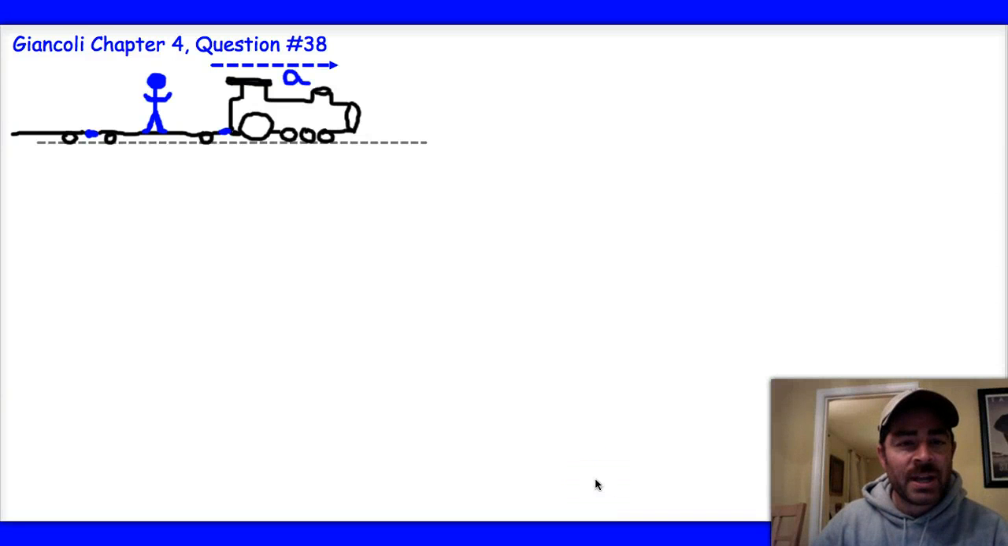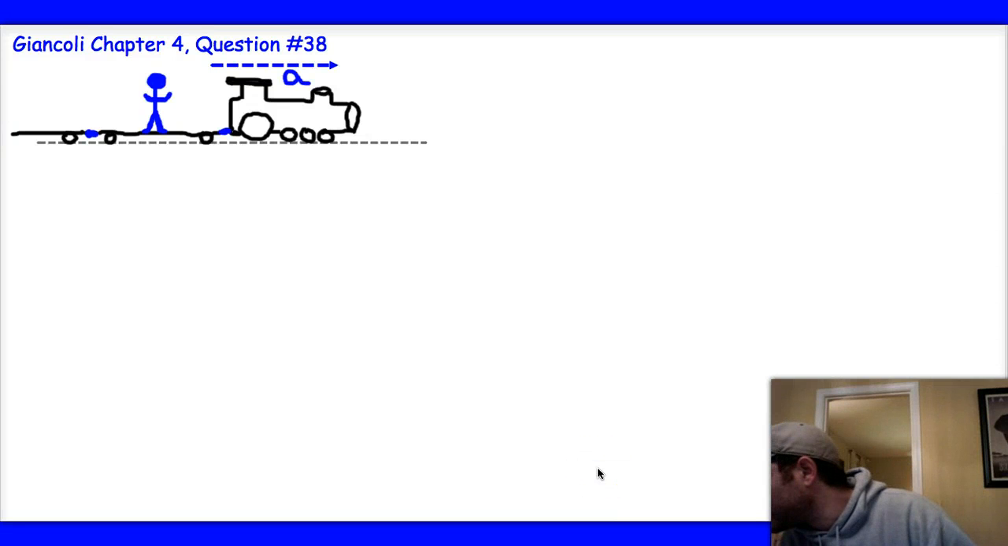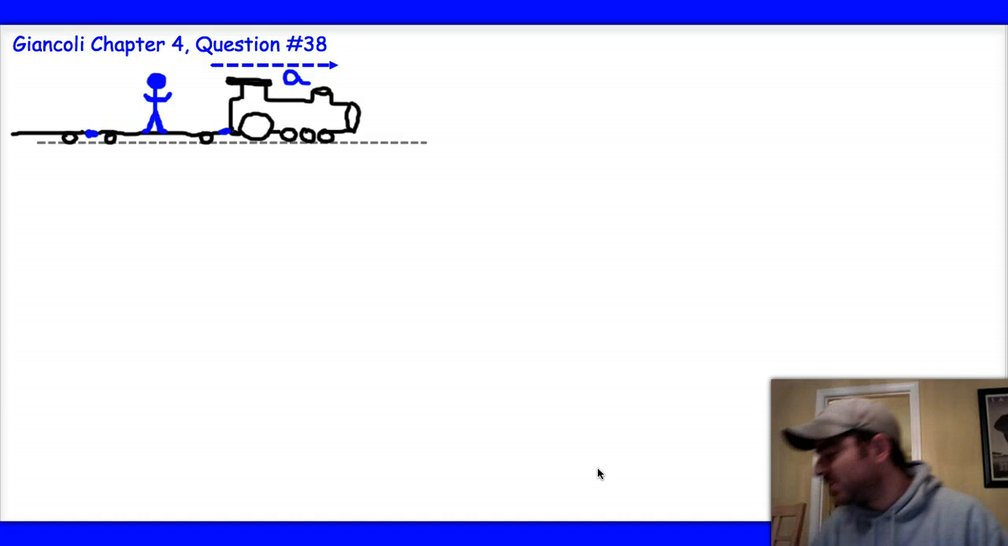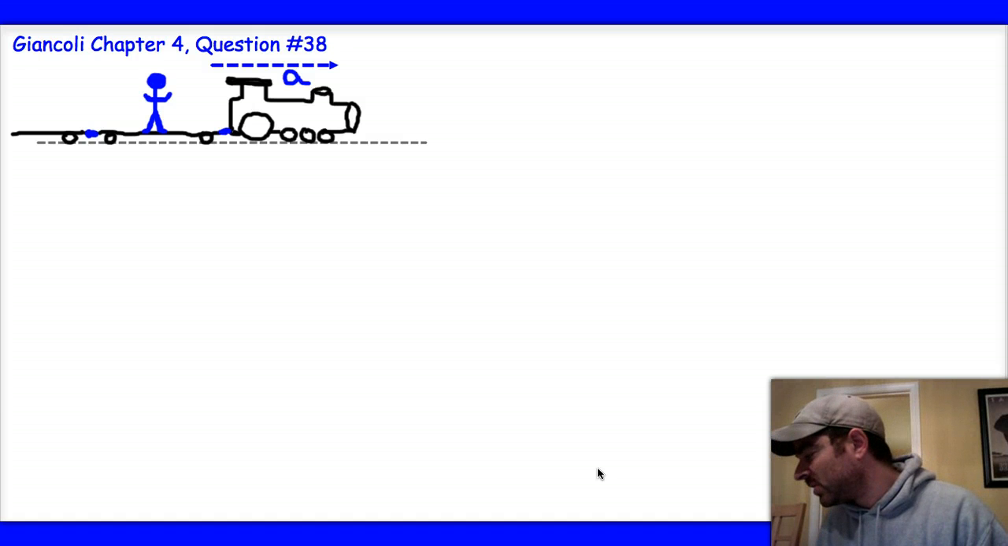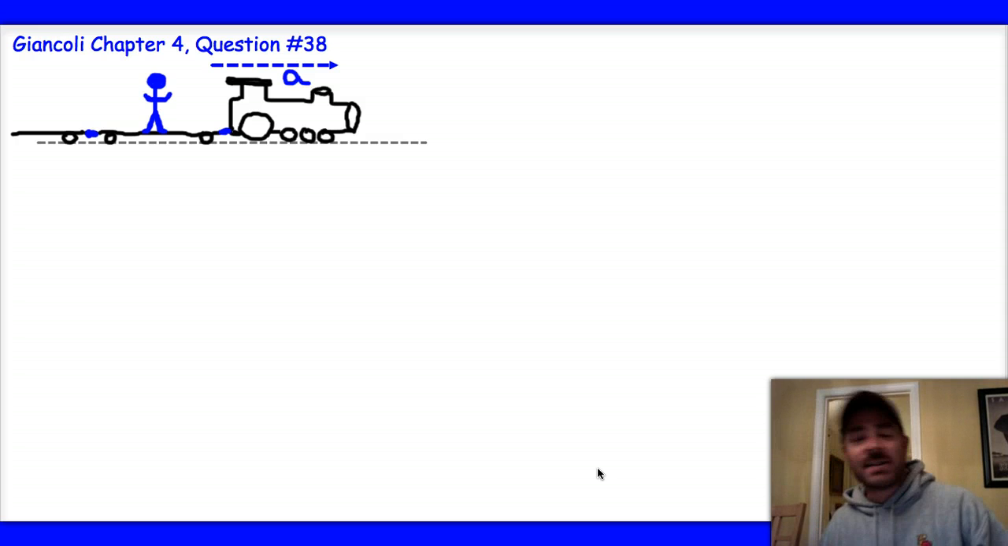This is problem number 38 in chapter 4. It reads, suppose you're standing on a train accelerating at 0.20 g's. What minimum coefficient of static friction must exist between your feet and the floor if you're not to slide?